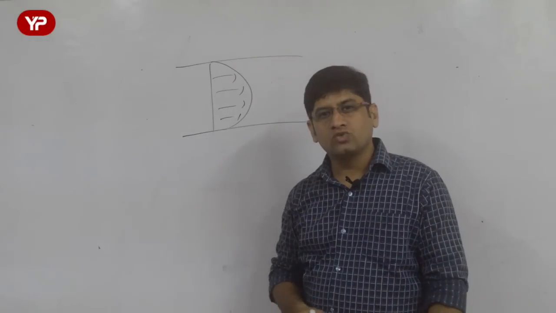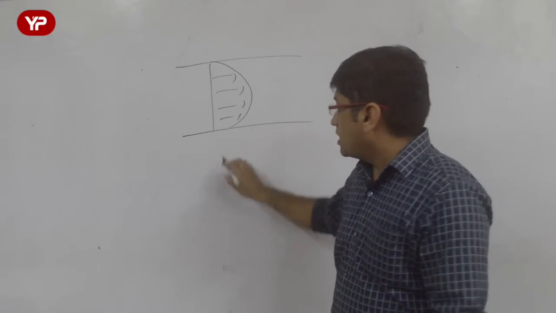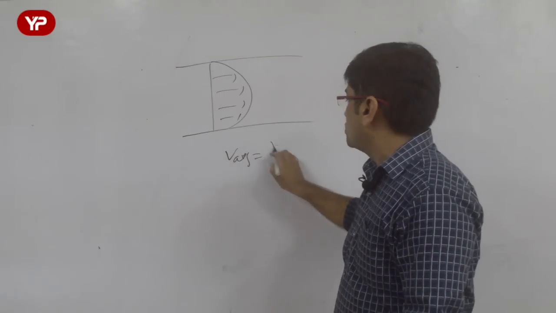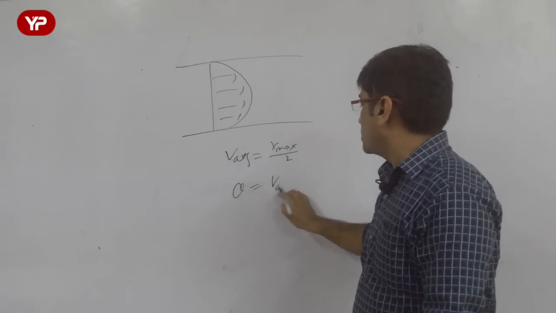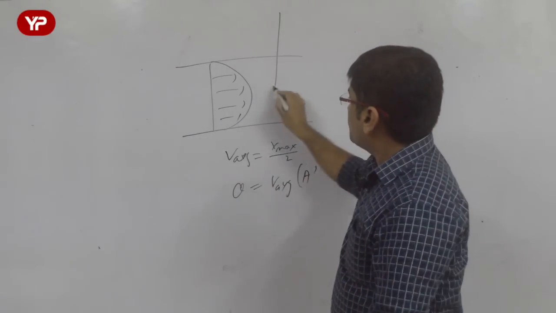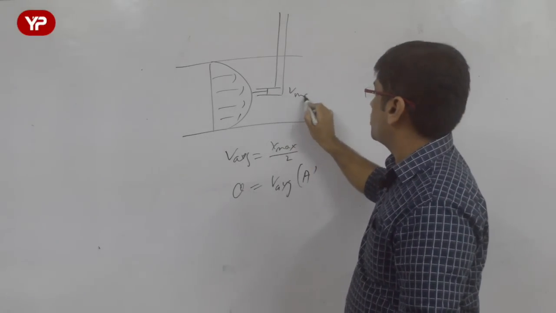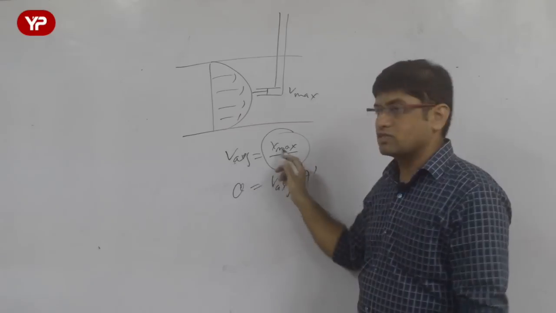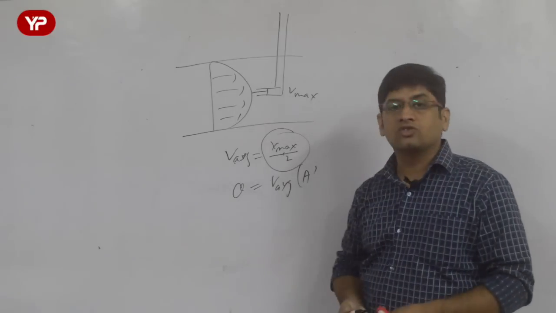I will discuss with you somewhere else that when laminar flow through a pipe is considered, then average velocity of flow is equal to maximum velocity of flow by 2, and discharge is average velocity of flow into area of cross section of the pipe. Now if I put the pitot tube at the center, then what I get is maximum velocity, and I know average velocity is maximum velocity by 2 for laminar flow through pipe. So I can calculate discharge using this formula.